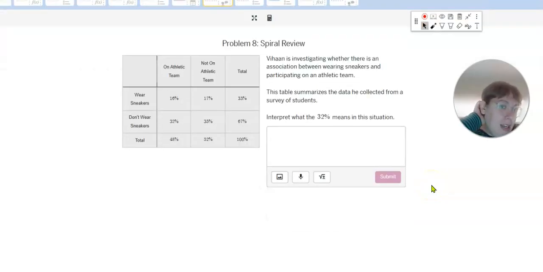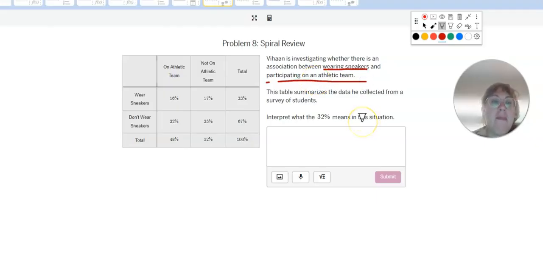Vihan is investigating whether there's an association between wearing sneakers and participating on an athletic team. This table summarizes the data collected from the survey of students. Interpret what the 32% means in this situation.